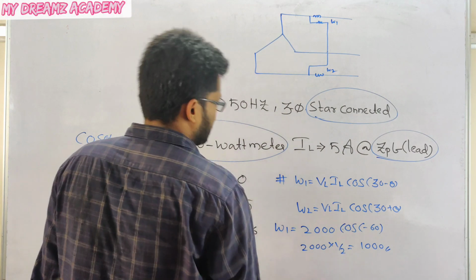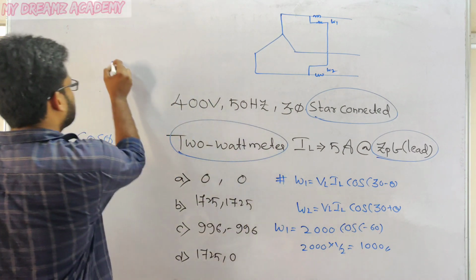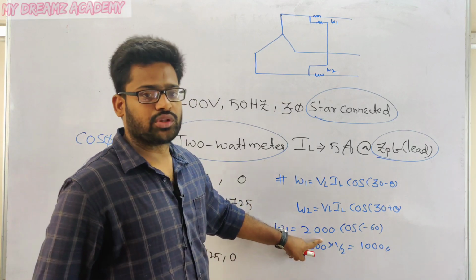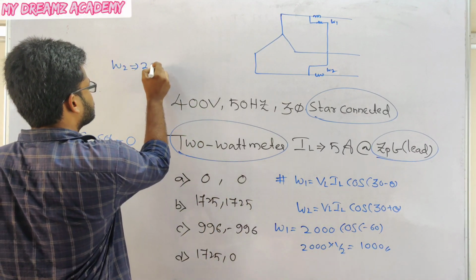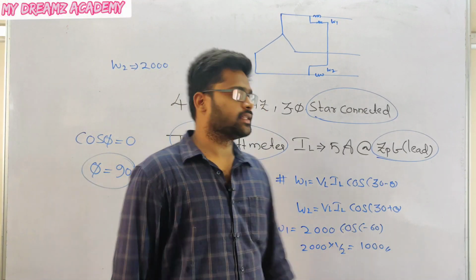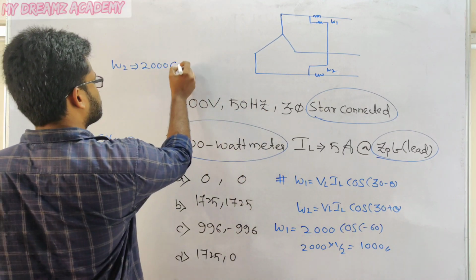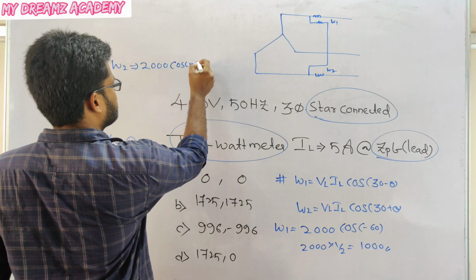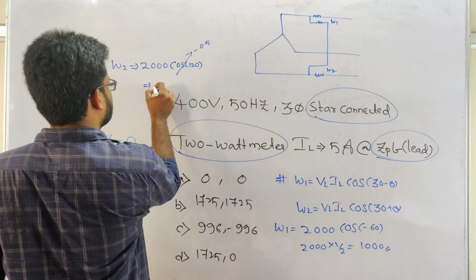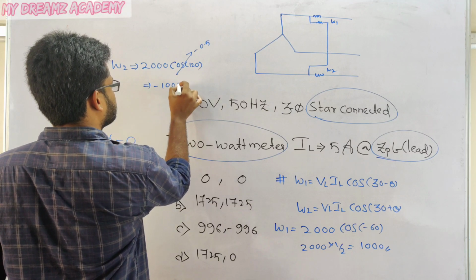Similarly, you calculate W2. The W2 value: VL IL value is 2000, and cos(30 plus theta), that is cos 120. Cos 120 value is minus 0.5. It will give minus 1000 watts.